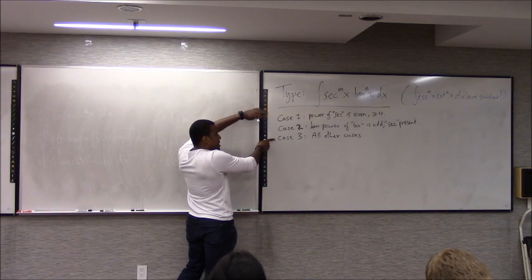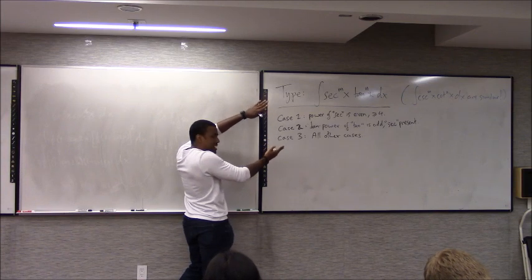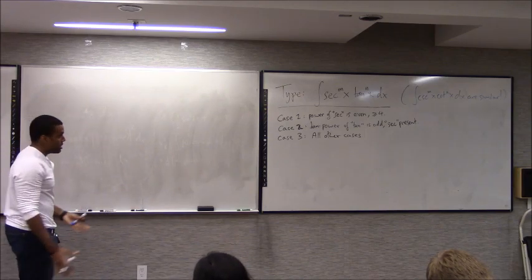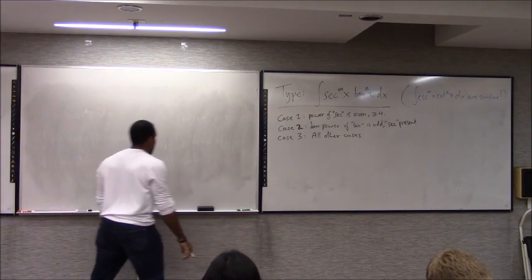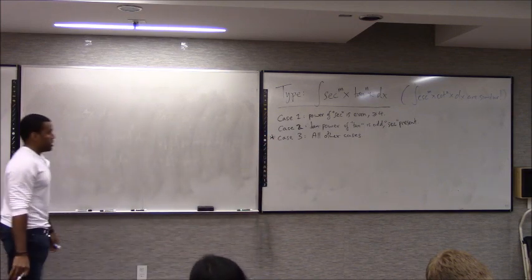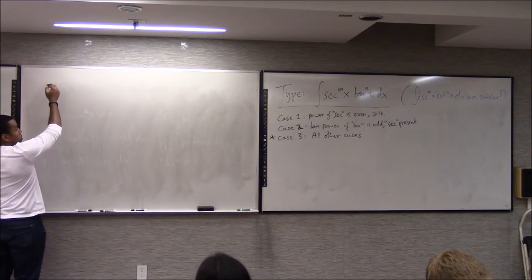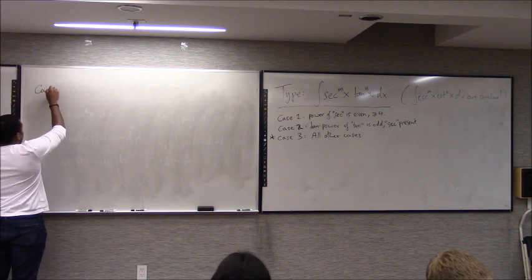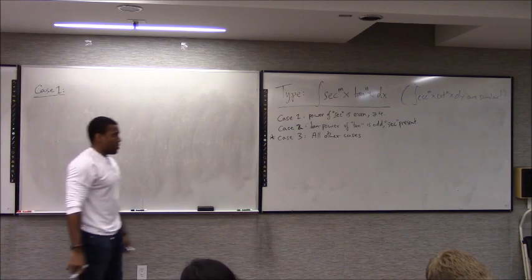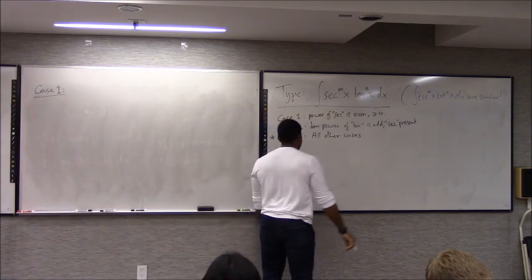In other cases, and I'll give you a few examples here, you kind of just have to figure it out as it goes. Try to apply some trig identities, maybe some other integration techniques. So yeah, that one's going to take some practice getting used to. But in general, I won't give you anything too crazy over there. So let's look at case 1. How do you do case 1 when the power of secant is even and at least 4?